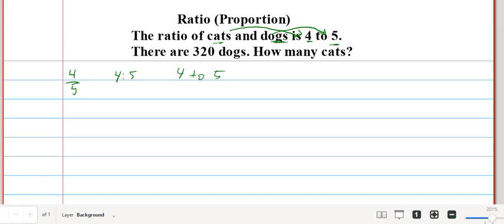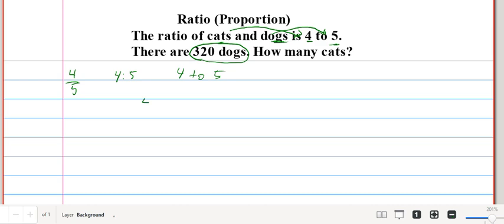So we have two pieces of information for dogs. We have this bit of information here with the 5, and then we have another set of information here with 320 dogs. So if we have two sets of information on one of the items, that means we can set up equivalent fractions or equal fractions or what we call proportions. They're all the same thing. Equivalent fractions, equal fractions, or proportions.